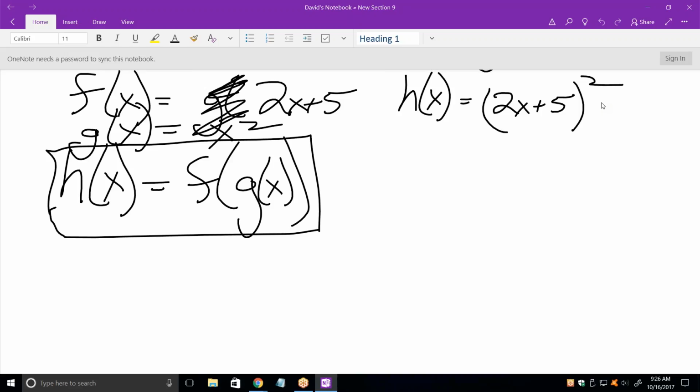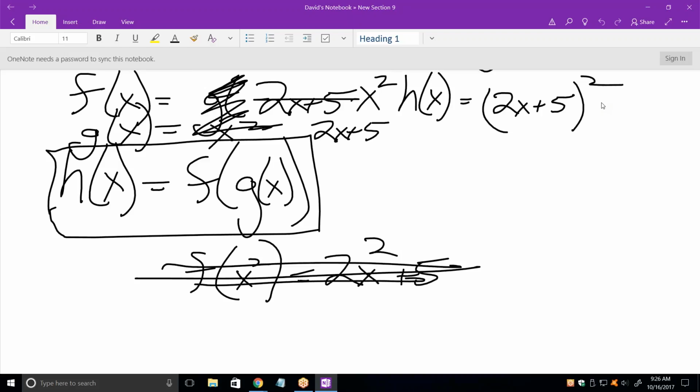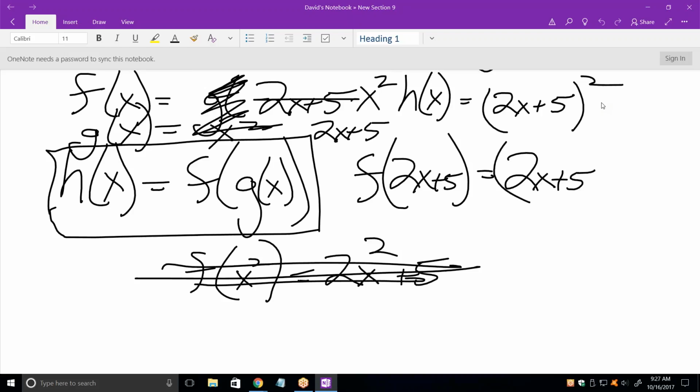Yeah, I'm going to read the problem. It says find f of x and g of x such that h of x equals f o g of x. Okay, so I've written it exactly right here, but I got the wrong functions. Notice what f of g of x would be the way I've written it. It would be f of x squared, which would be 2x squared plus 5, which is not the answer. But notice if I reverse, if I let f be x squared and let g be 2x plus 5, now when I do f o g, I do f of 2x plus 5, which would be 2x plus 5 quantity squared.